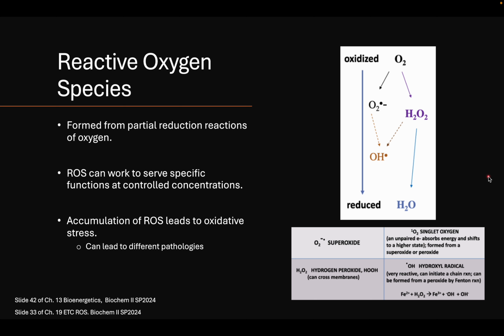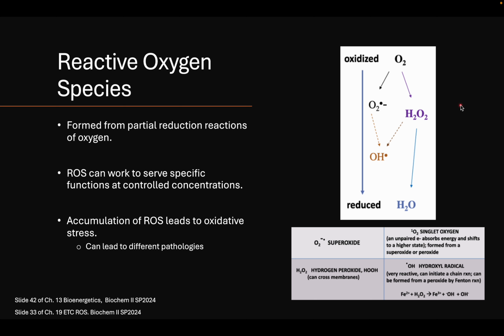ROS is an abbreviation standing for reactive oxygen species, and these are molecules that are formed through partial reduction reactions of dioxygen. It includes your superoxide radical, your hydrogen peroxide, and your hydroxy radical. Now, ROS can serve as signaling molecules in a broad range of signaling processes in the cell, and their concentrations are controlled through antioxidant defenses like enzymes such as superoxide dismutase, glutathione peroxidase, and catalase.